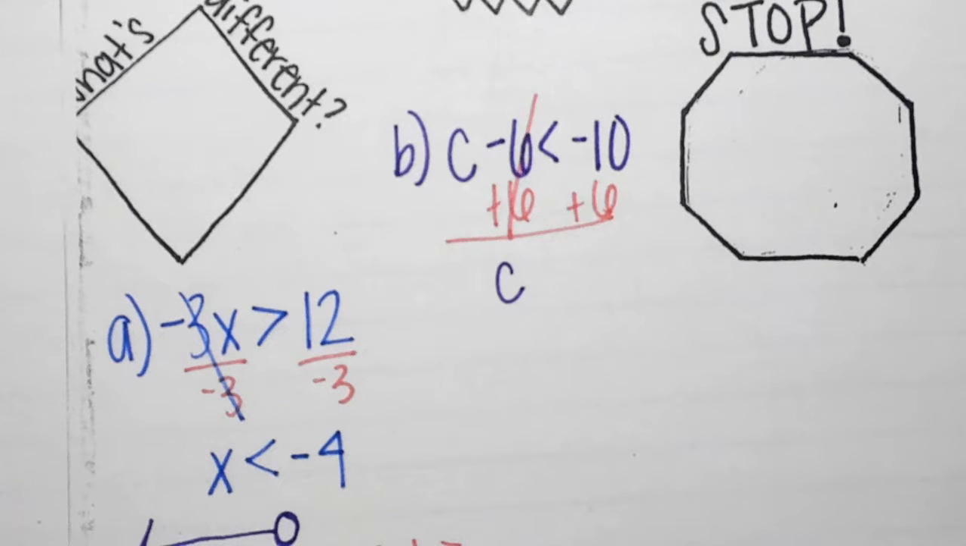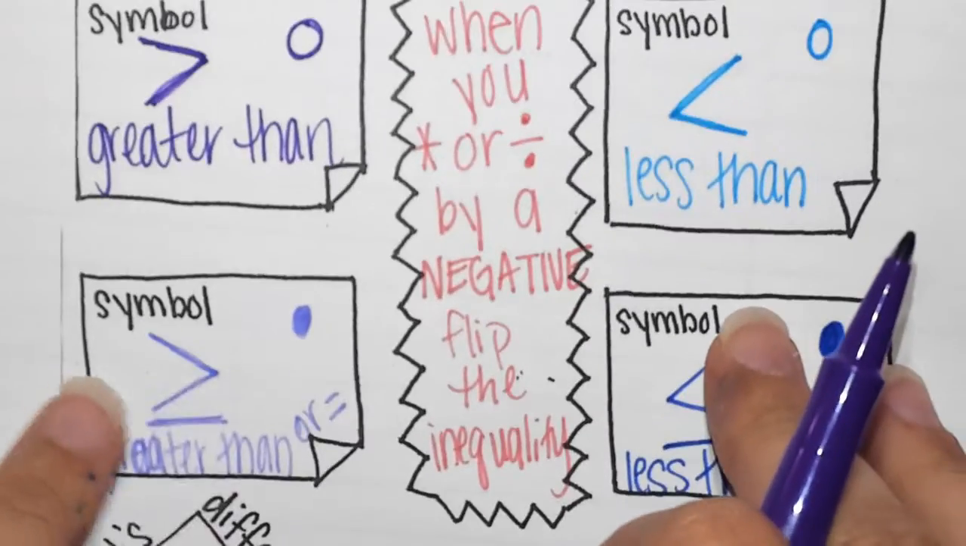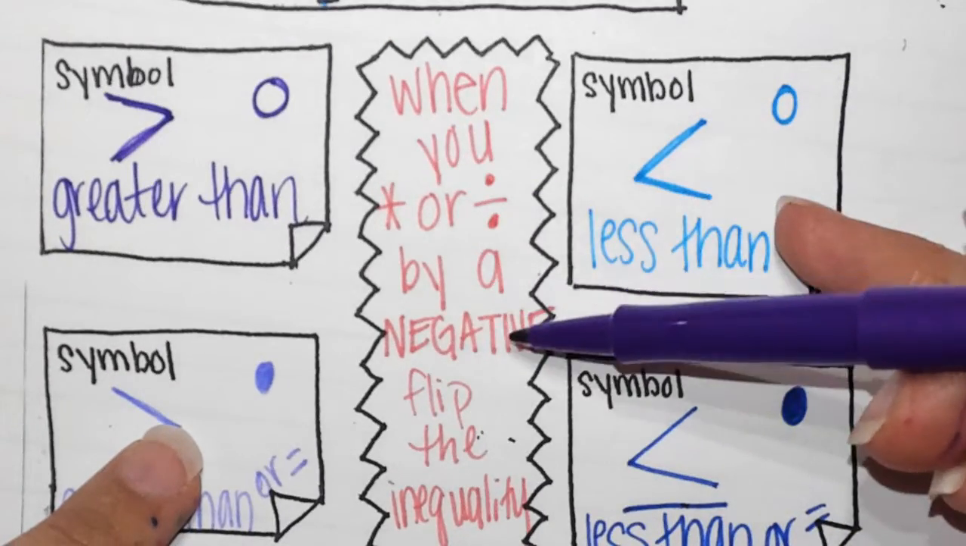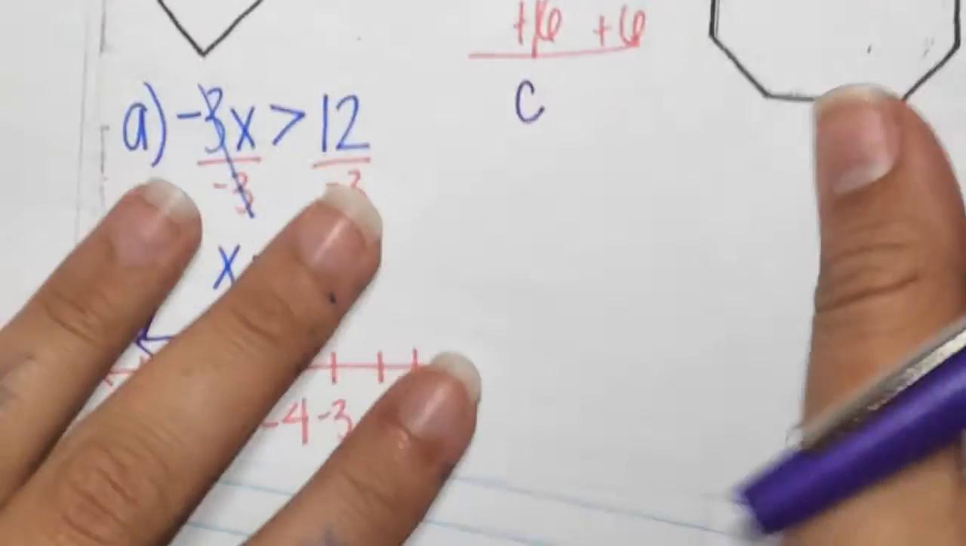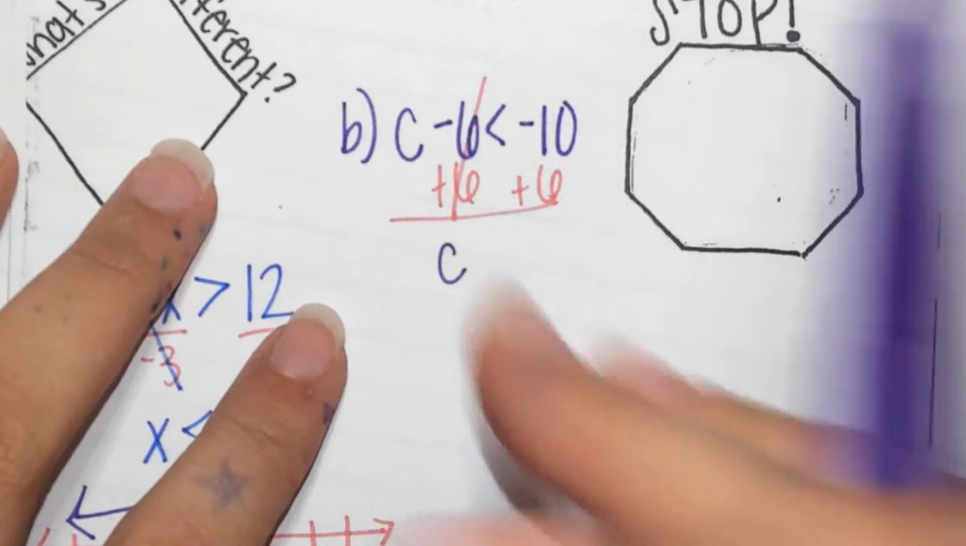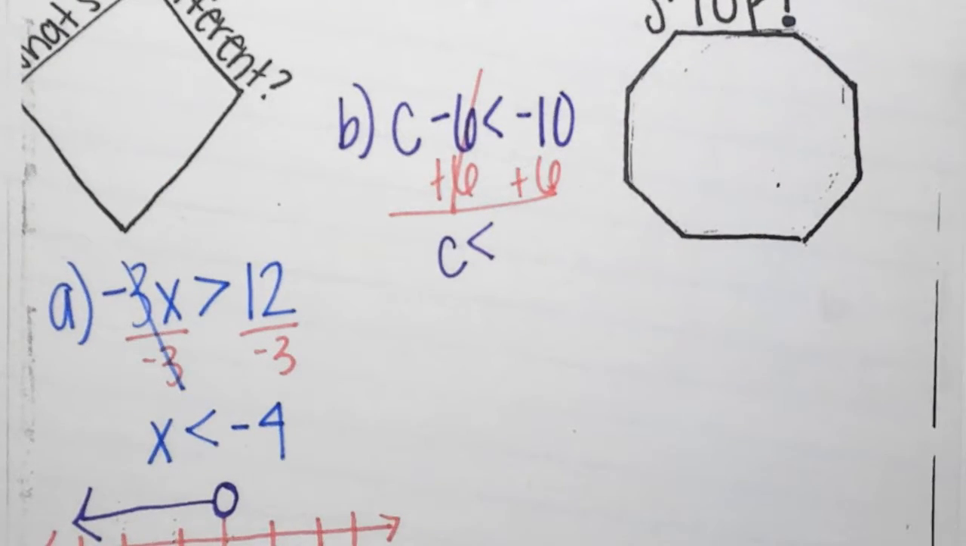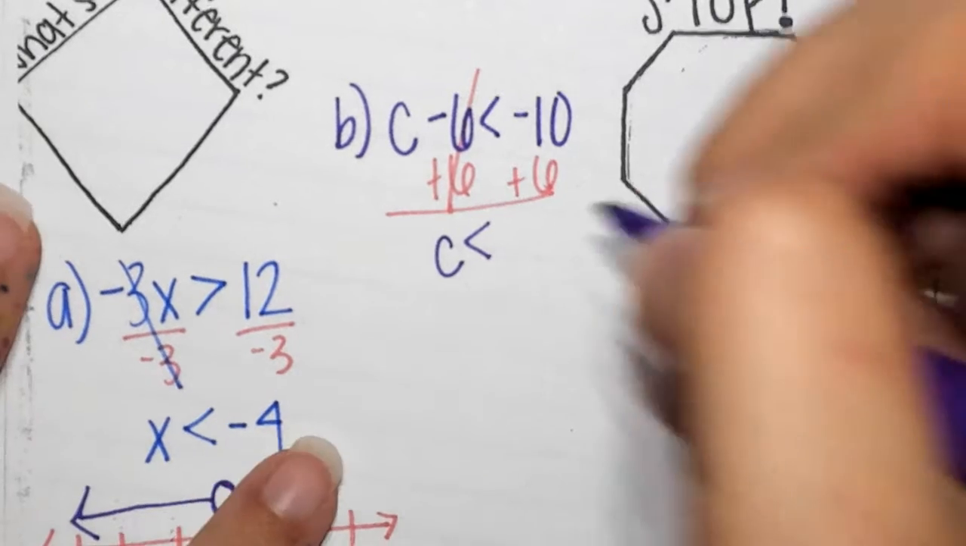Mason, did I multiply or divide this problem by a negative number? So do I need to flip my sign? No. There's no judgment. You only flip the sign when you multiply or divide by a negative. So did I multiply or divide by a negative here? So do I flip my sign? Fantastic. Take a point. All right, Jarrett, what's -10 plus 6? Without Tyler telling you.